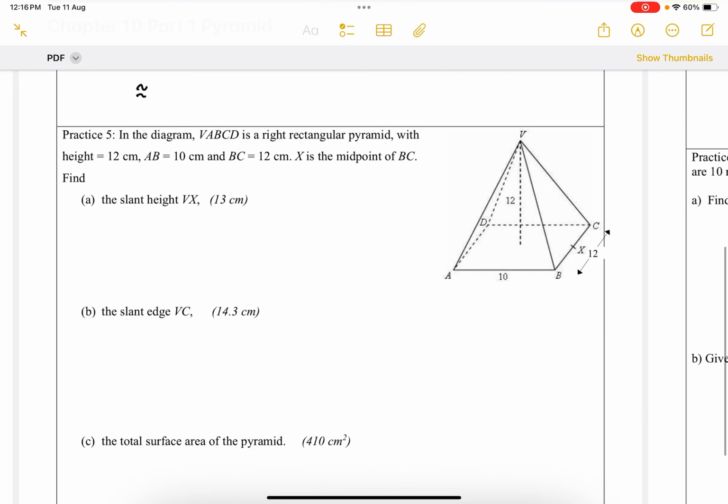Practice number 5. Again, we have a rectangular pyramid. Height is 12. AB will be 10. So immediately go and find out the midpoint over here. This will be 5 and 5. And on the other side, we have 12 centimeters again. So that gives us 6 and 6. So find the slant height VX.